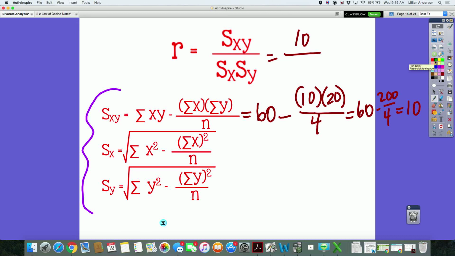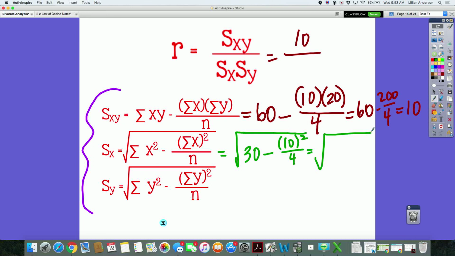Okay. Now, S sub x, the first part of our denominator, says the square root of the sum of your x squares. What was the sum of x squared? 30. You're going to subtract from that the sum of your x's. What was the sum of just my x's? 10. You're going to square that and divide it by 4. What's 10 squared? 100. What's 100 divided by 4? 25. And what's 30 minus 25? 5. So the first part of my denominator is the square root of 5.